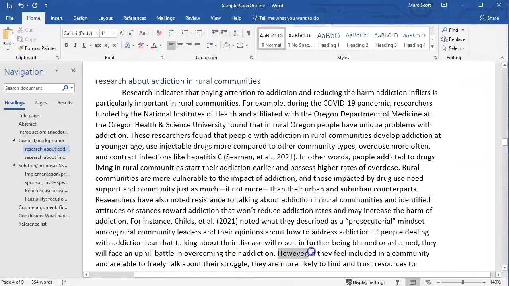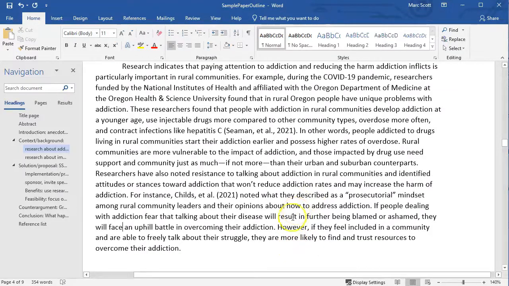And then we also have a transition signal, like however here, that shows that there's going to be a little bit of contrast. So if people dealing with addiction fear that talking about their disease will result in being further blamed or ashamed, they will face an uphill battle in overcoming their addiction. However, transition signal, we're noting contrast here. If they feel included in a community and are able to freely talk about their struggle, they're more likely to trust resources to overcome their addiction. So we're seeing here different kinds of transition signals within this paragraph.